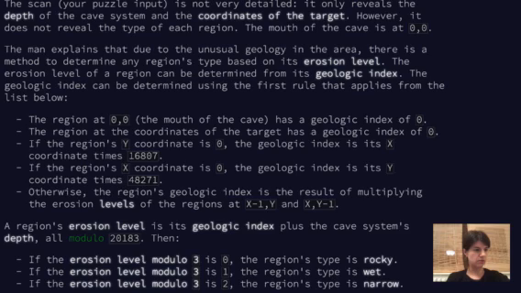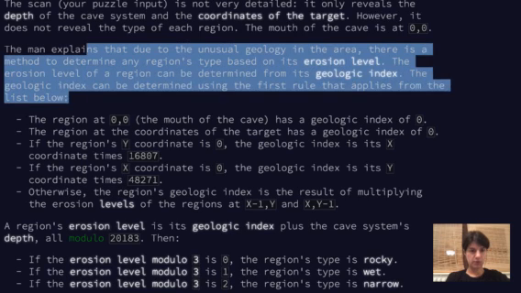also has 0. If the region's y coordinate is 0, so if we have (i, 0), the geologic index is its x coordinate multiplied by 16807. If the region's x coordinate is 0, so any (0, j), then the geologic index is its y coordinate times 48271. Otherwise, okay, so we have those in the first row and in the first column.